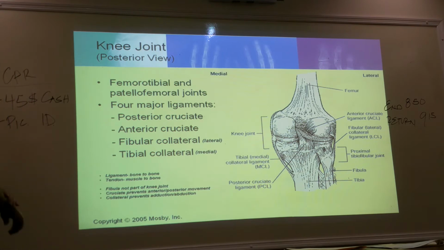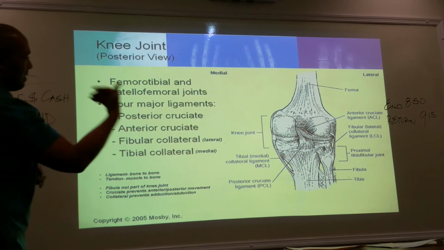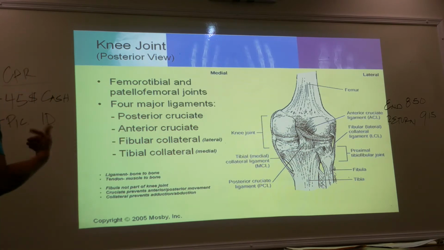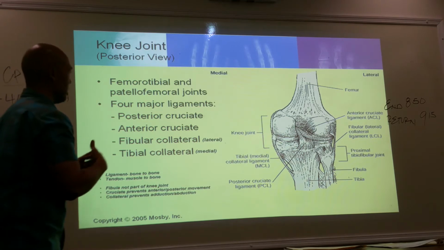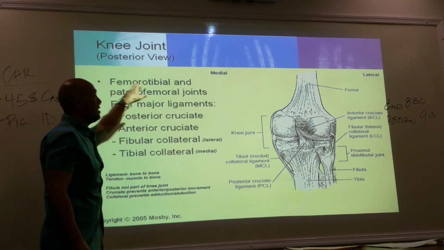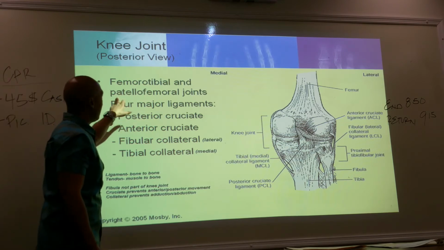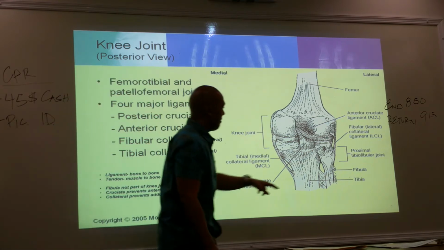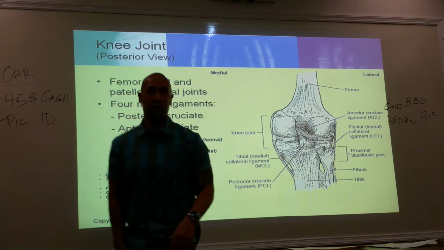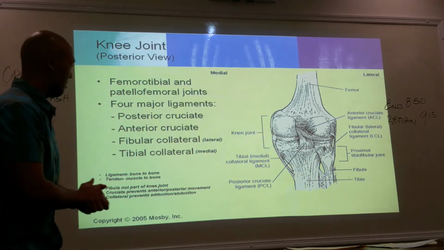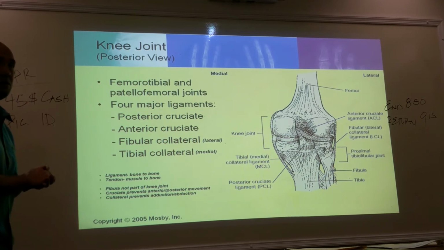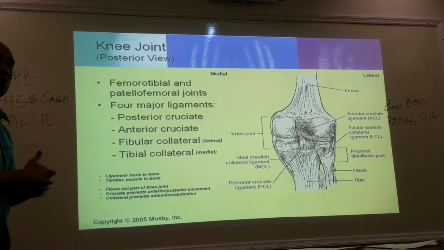So here we have the knee joint. We're looking at it through the back side. The femorotibial and the patellofemoral joints are what form the knee joint. So the joint is formed by the femur and the tibia, and the patella and the femur. The fibula is not part of the knee joint. You guys need to write that down somewhere, okay? The fibula is not part of the knee joint because it's not involved in any of the articulation.